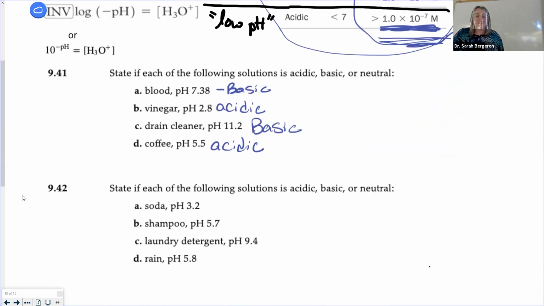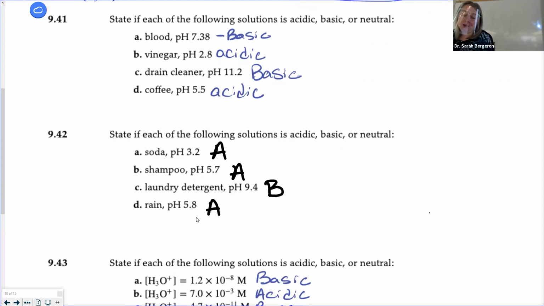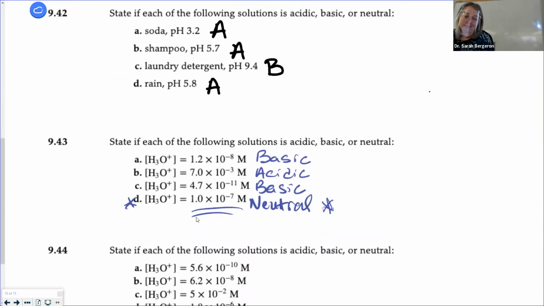Okay, so let's look at some solutions and let's identify them as acidic, basic, or neutral. If I have soda that's pH 3.2, acidic, basic, or neutral? Acidic. Shampoo. This one's acidic. Laundry detergent. Basic because I'm above 7. Rain, pH 5.8. Acidic. Acid rain has a very low pH, right?